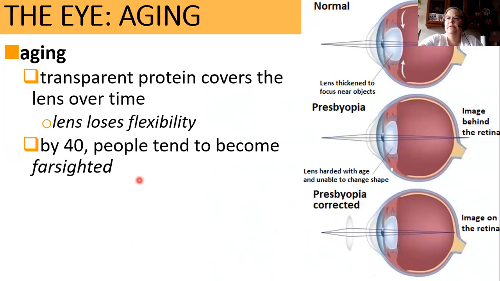When we get older, so I am older. Your parents are older than you. When you get older, what happens is we end up with this protein that sits on top of our lens, and our lens starts to lose its flexibility. So remember, when we want to see something far away, our lens flattens. When I want to see something close up, our lens rounds, right?